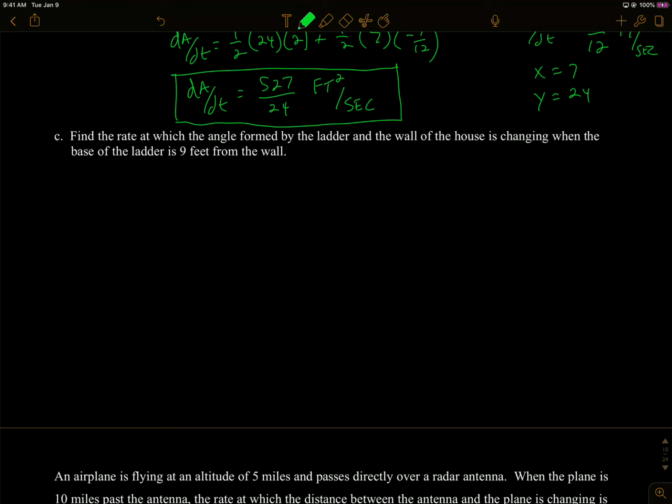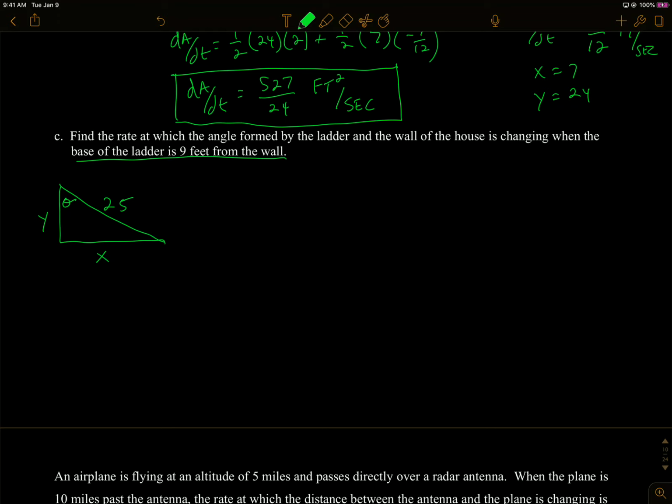So the last part says, find the rate at which the angle formed by the ladder and the wall of the house is changing when the base of the ladder is 9 feet from the wall. So notice, first of all, they've changed the base of the ladder to being 9 feet from the wall. So we're going to draw our picture again. They want to know the rate of change of this angle here, so we'll label that now as theta. As the ladder falls, that angle is changing, it's increasing, right? So I expect this answer to be positive. My x and my y are changing, my 25 stays constant. So you don't want to use an equation with x and y in it. I have choices here.